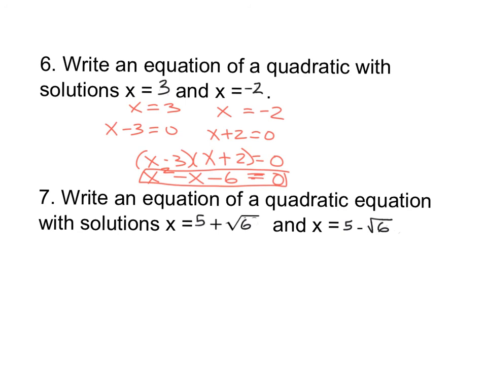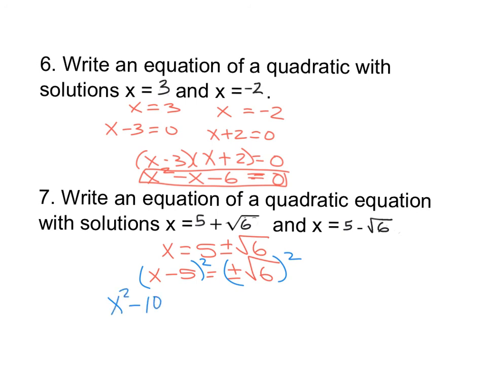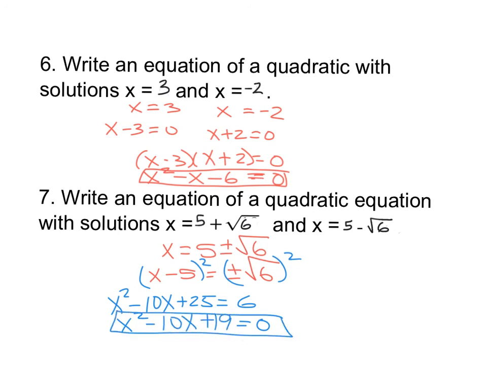We have 5 plus root 6, 5 minus root 6, so that came from x equals 5 plus or minus root 6. Subtract the 5 on both sides. That square root of 6 came from squaring both sides, or square rooting. Opposite of square rooting is squaring. So we got x squared minus 10x plus 25 equals 6. Subtract 6 on both sides. x squared minus 10x plus 19. And that is it. We are done.